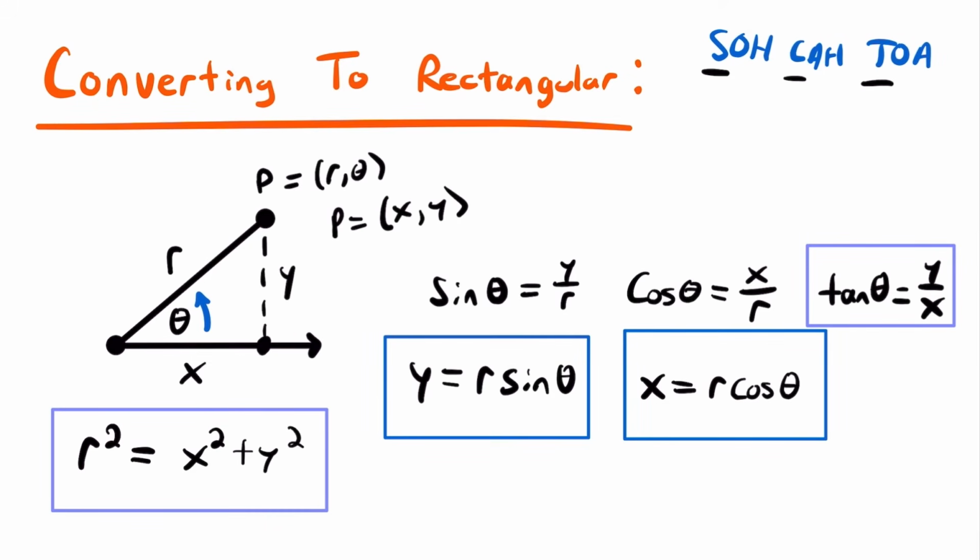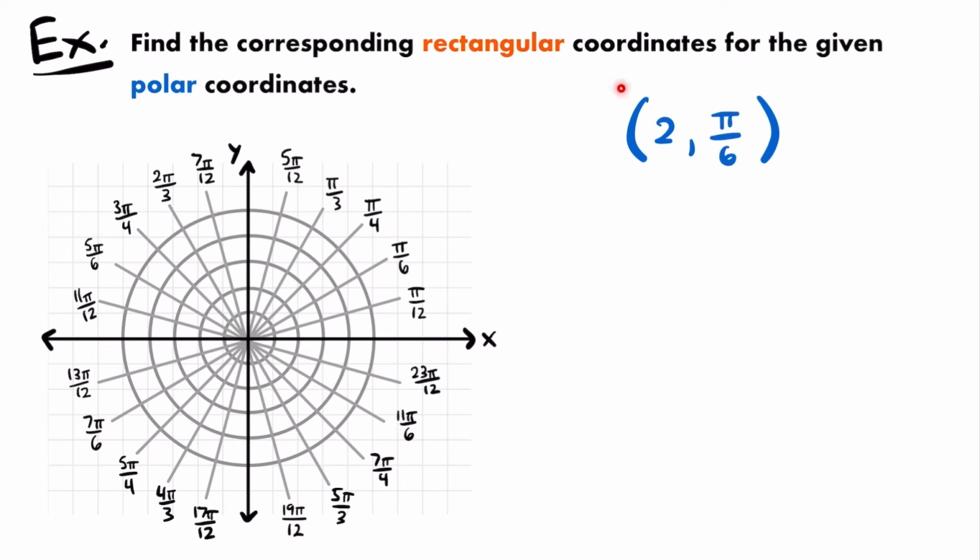Okay, and so let me show you what I mean by that by taking a look at some example problems where we will convert between polar and rectangular and vice versa. All right, so here's the first example we're going to look at. We want to find the corresponding rectangular coordinates for the given polar coordinates. And so we have 2 comma pi divided by 6 as our given polar coordinates.